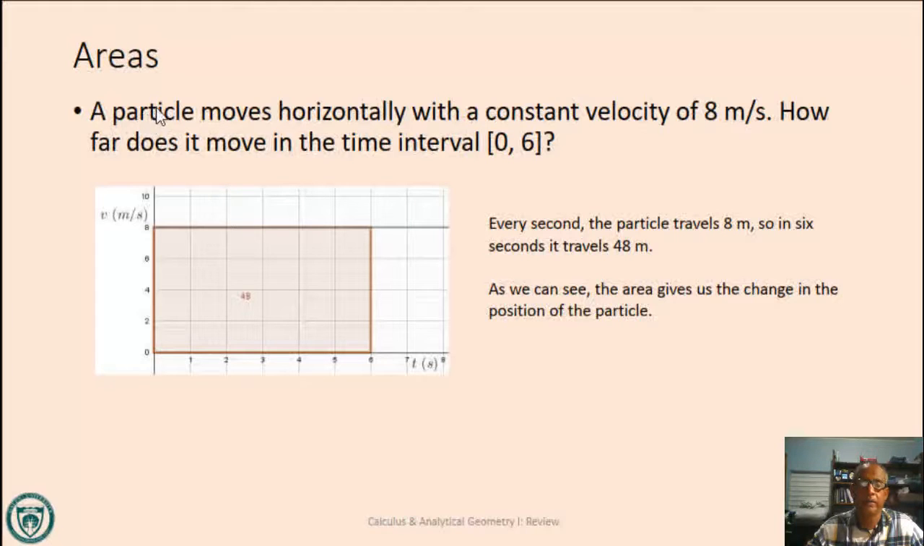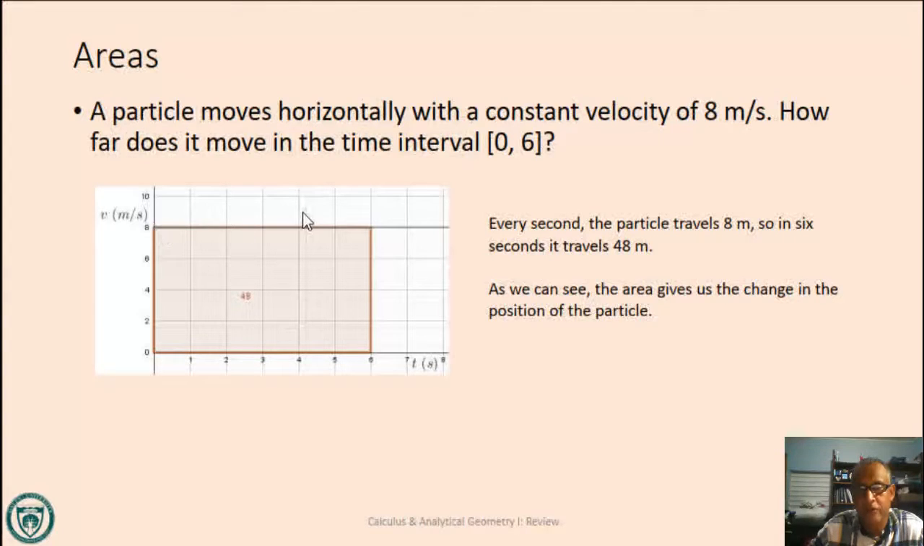You look at a problem here, and we're going to look at a little application. You have a particle that's moving horizontally with a constant velocity of 8 meters per second. How far does it move in the time interval 0 to 6? Well, obviously, if something's traveling at 8 meters per second, that means it covers 8 meters every second, and assuming the velocity is constant, in 6 seconds it should have traveled 48 meters.